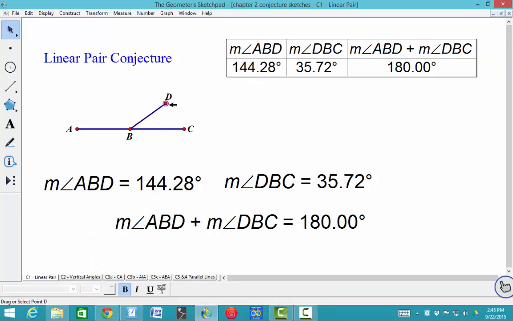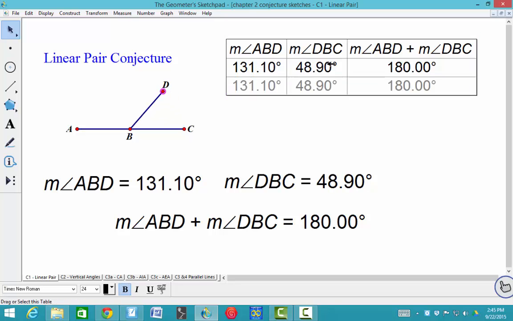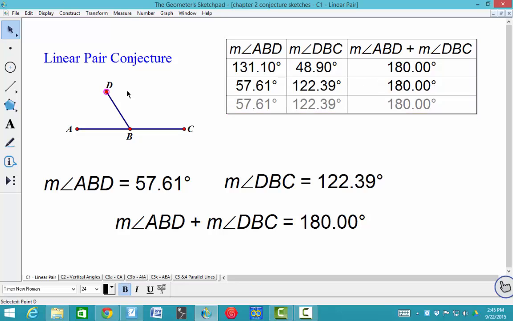So here's my first measurements that are recorded in the table. If I double click this, I can then change my angle measurements and still show it's 180, and then go ahead and add that a third row. All I need to see is 3 rows and we're good to go.